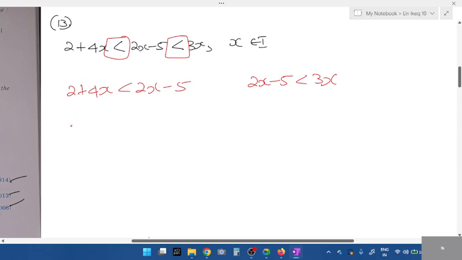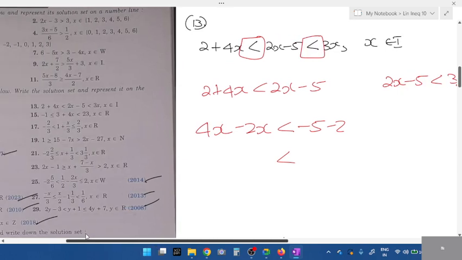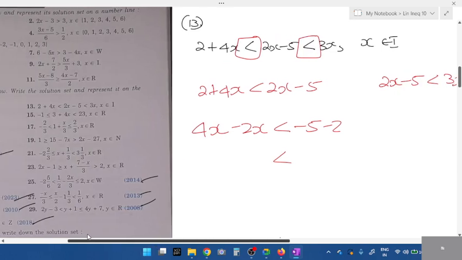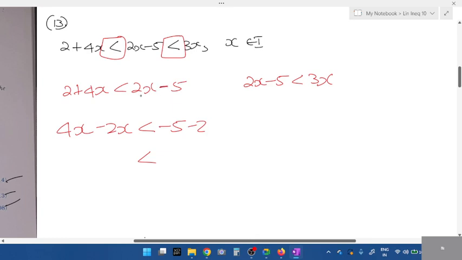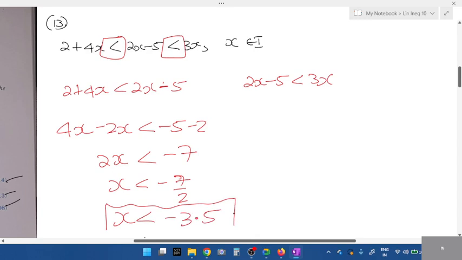I'll solve this. 4x minus 2x less than minus 5 minus 2. Some students might shift 2x to the left hand side and forget the 5, and write plus 5 here. It is not plus 5, it is minus 5, minus 7. 4x minus 2x is 2x. x is less than minus 7 divided by 2, that is minus 3.5. Okay, you get minus 3.5.